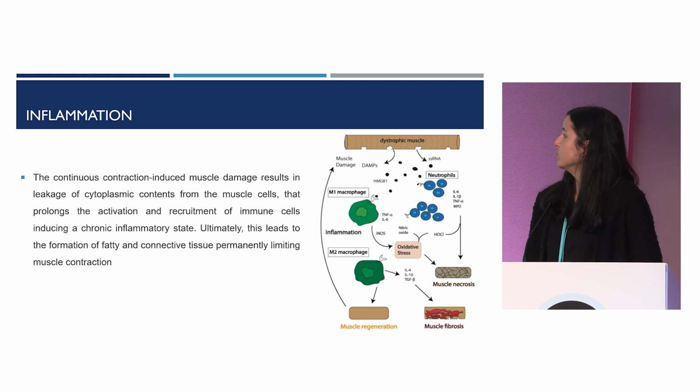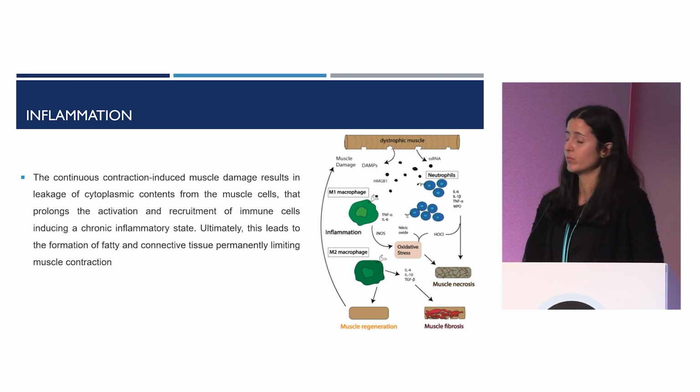So what occurs in Duchenne is that the continuous contraction-induced damage in the muscle induces different responses. One of them is that the membrane is more susceptible to release different factors from the muscle, and this will recruit the immune system. As you can see, the muscle represented at the top of the image has dystrophin, and the absence of dystrophin makes that membrane more leaky.